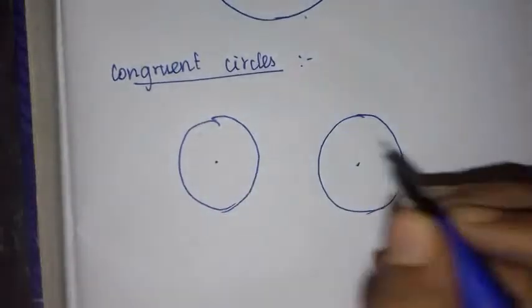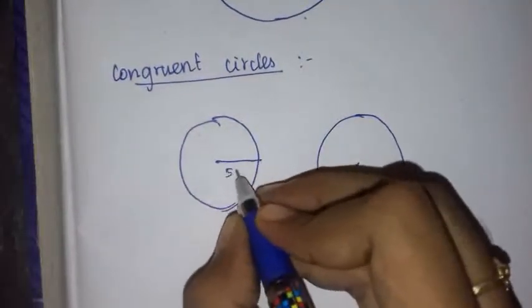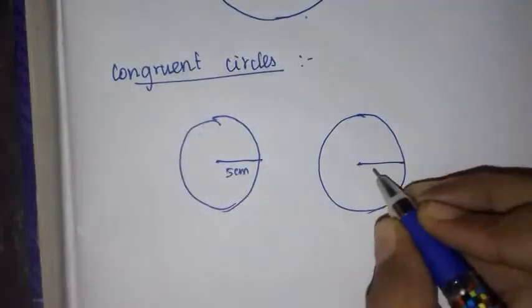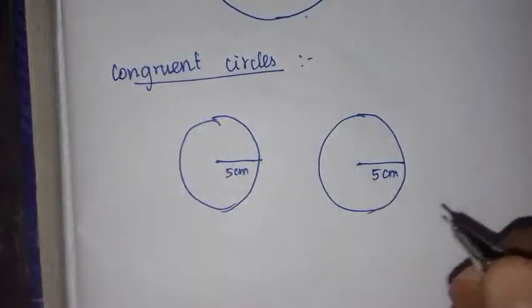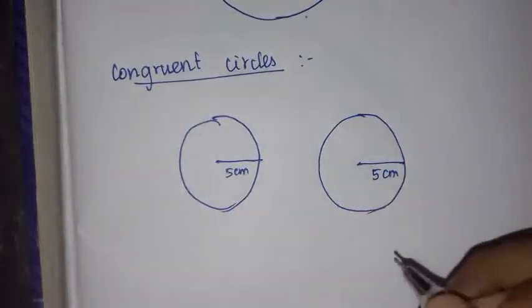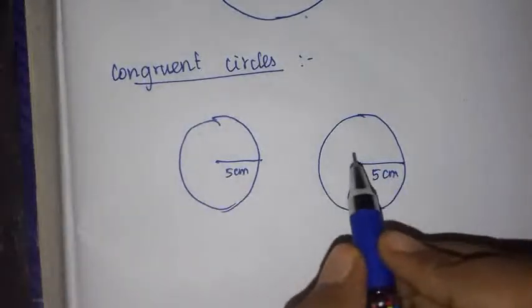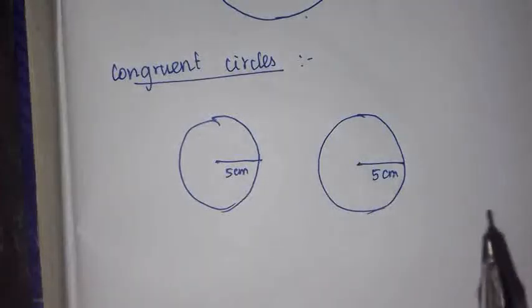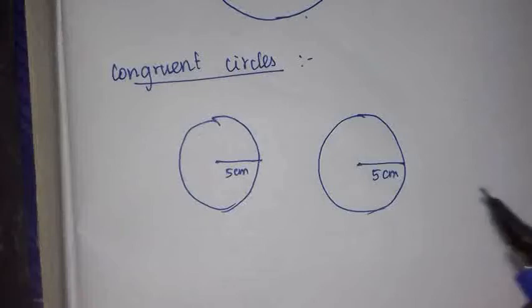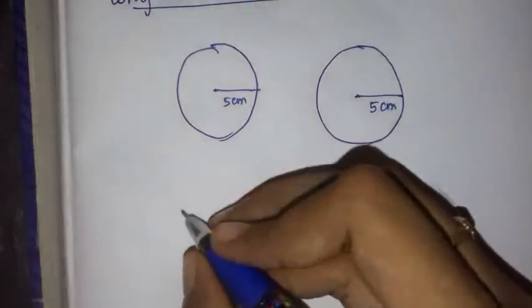This is the center of the two circles. This one has a radius of 5 centimeters, and here the radius of the circle is also 5 centimeters. So both the circles have the same radius. If both the circles have the same radius, what will we say? They are congruent circles.